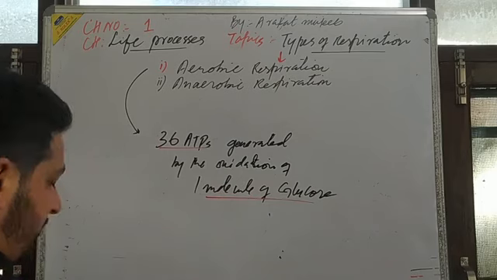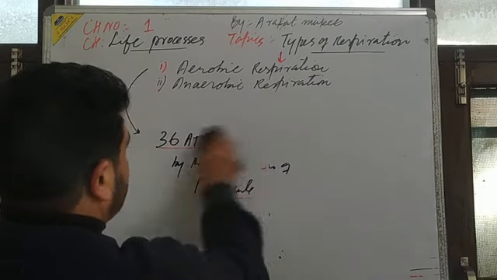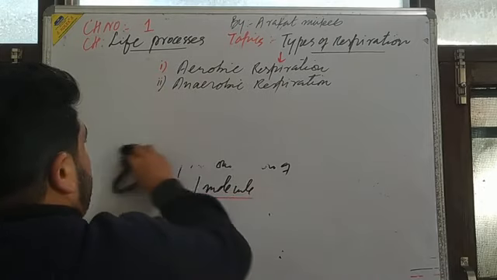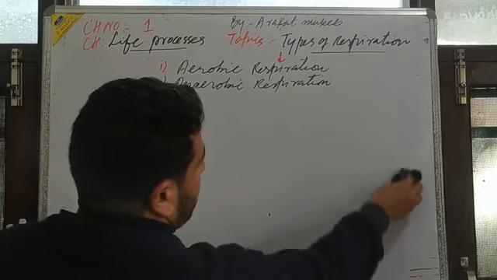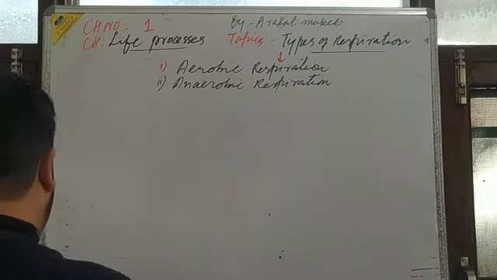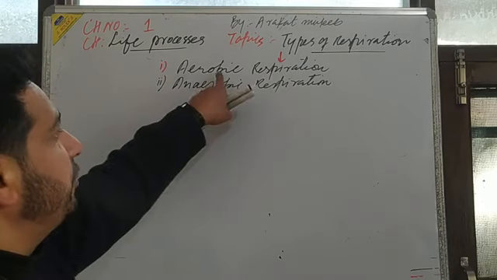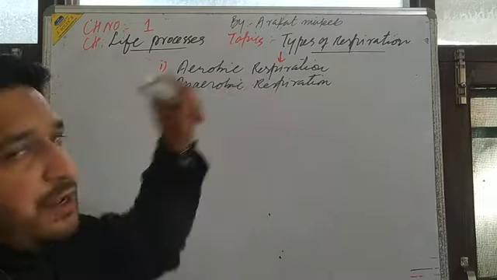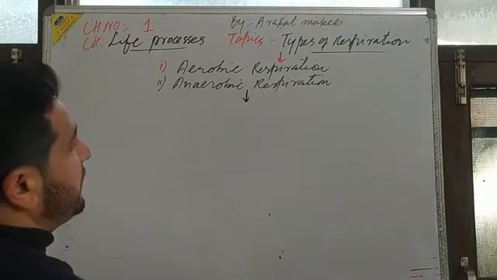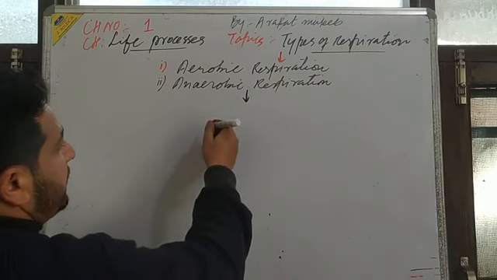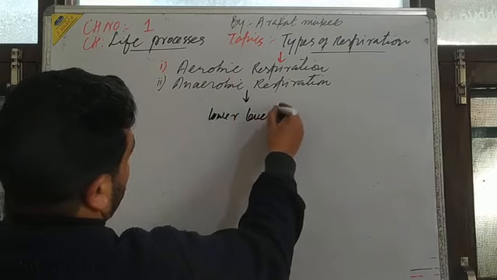ये याद रखिए, कभी कभार ऑब्जेक्टिव फॉर्म, मल्टीपल चॉइस फॉर्म में या एक नंबर फॉर्म में क्वेश्चन आता है. टोटल तो 38 ATPs. तो ग्लाइकोलिसिस में 2 ATPs यूटिलाइज होता है. तो नेट गेन ऑफ ATP molecule in aerobic type of respiration is 36. Now we talk about the anaerobic type of respiration. This type of respiration is seen in the lower level organisms.